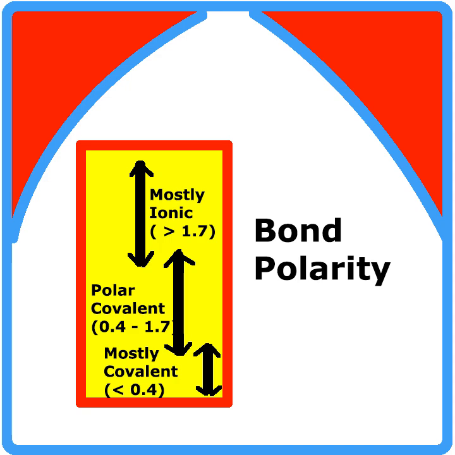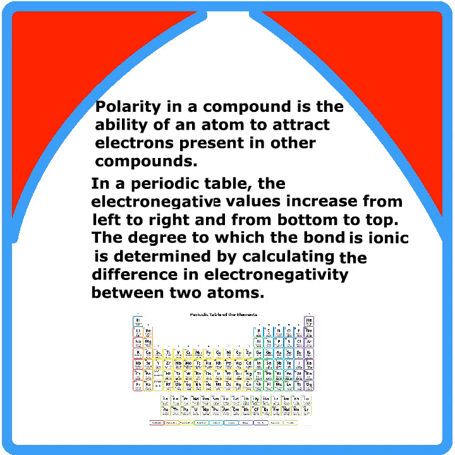Bond polarity. Polarity in a compound is the ability of an atom to attract electrons present in other compounds. In the periodic table, the electronegativity values increase from left to right and from bottom to top. The degree to which the bond is ionic is determined by calculating the difference in electronegativity between two atoms.